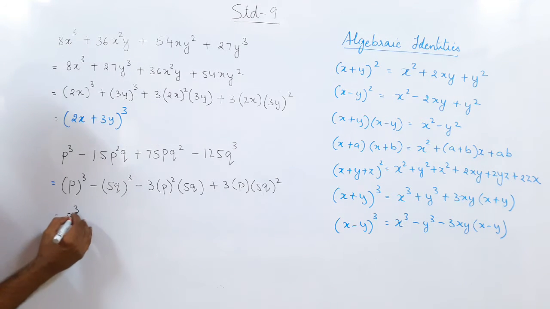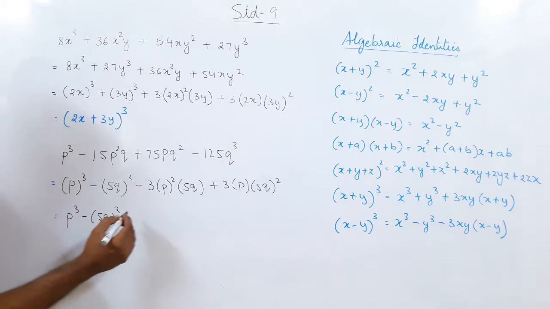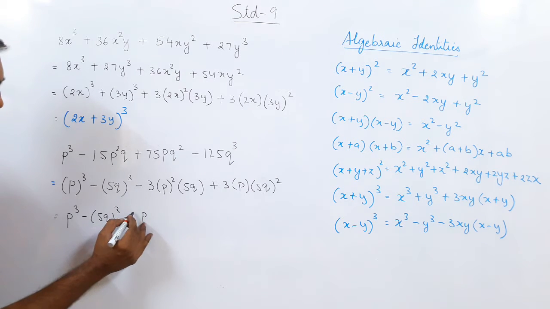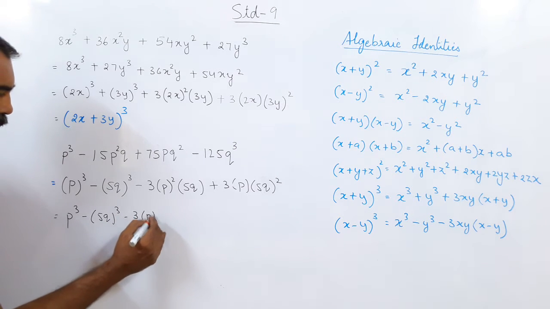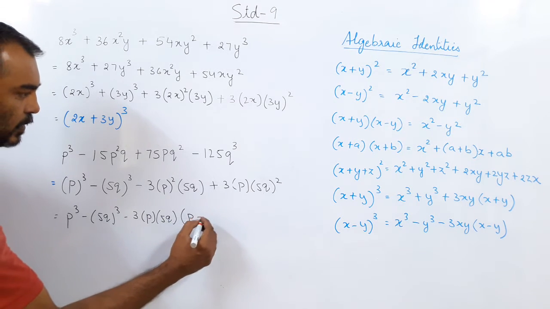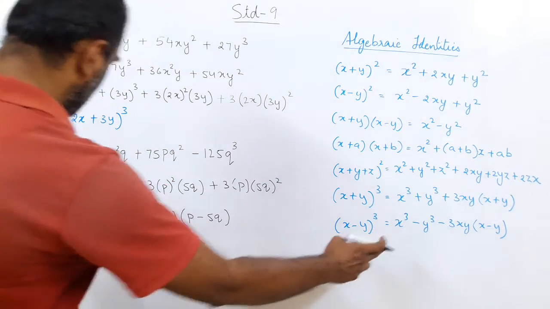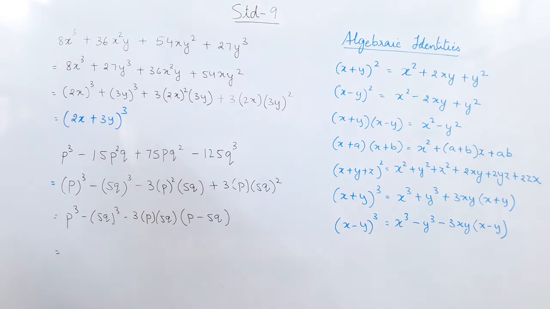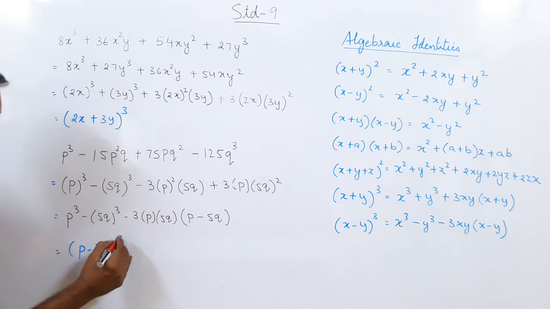Arrange as p cube minus 5 cube the whole cube, okay, and minus 3p into 5 cube. So 5 3s are 15. So 15, we'll write it the same way. 3 into p into 5 cube. When I take out common, what remains here? p minus 5 cube. What is the form you got? x cube minus y cube minus 3xy (x minus y). So the factorization of this will be directly (p minus 5) the whole cube.